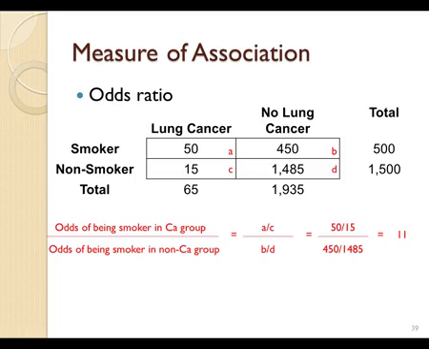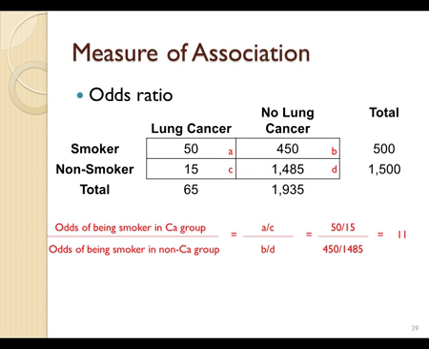Now, the odds of being a smoker in the no lung cancer group is the number of smokers in the no lung cancer group divided by the number of non-smokers in the no lung cancer group. And if we want to look at the measure of association, if we want the odds ratio, we take the ratio of those two numbers, and here we get an odds ratio of 11. Now, I want to point out that these numbers were made up for illustrative purposes. This is not the true measure of association between smoking and lung cancer.